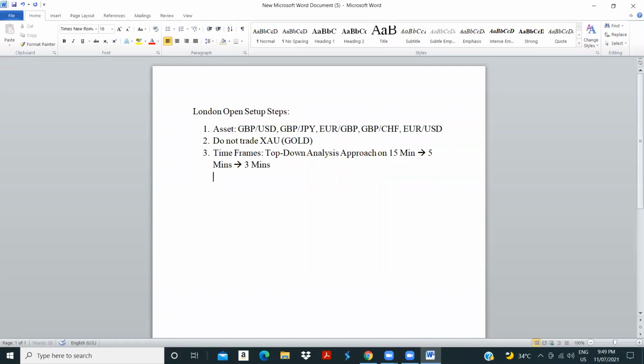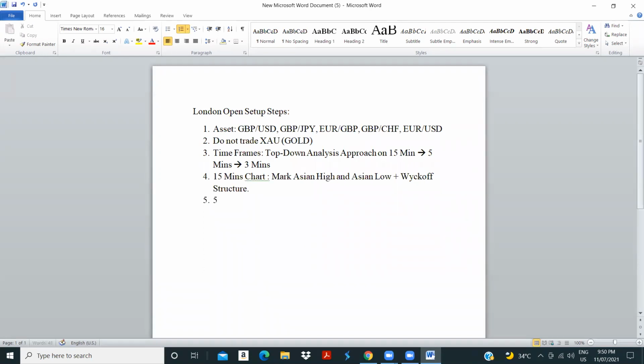Now the fourth step you need to understand is the 15-minute chart. What do we do on the 15-minute chart? We do two things. Number one, we mark the Asian high and Asian low. This is the first step. And then we draw the Wyckoff structure.